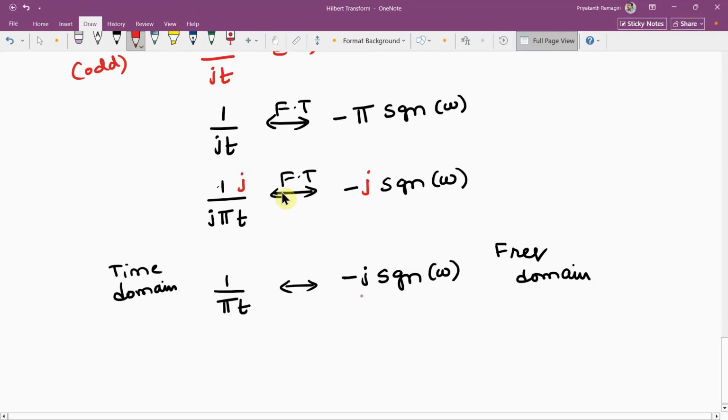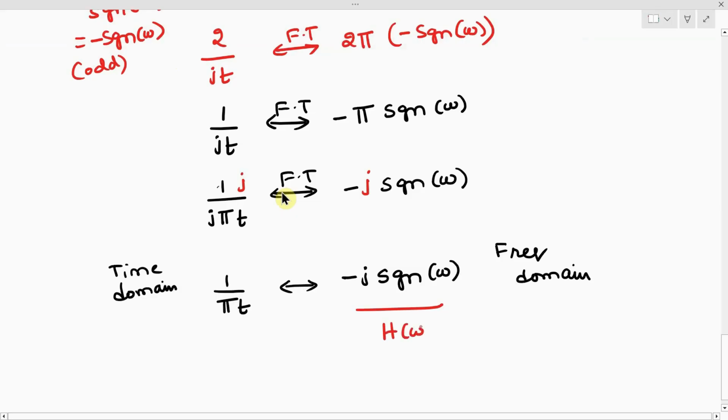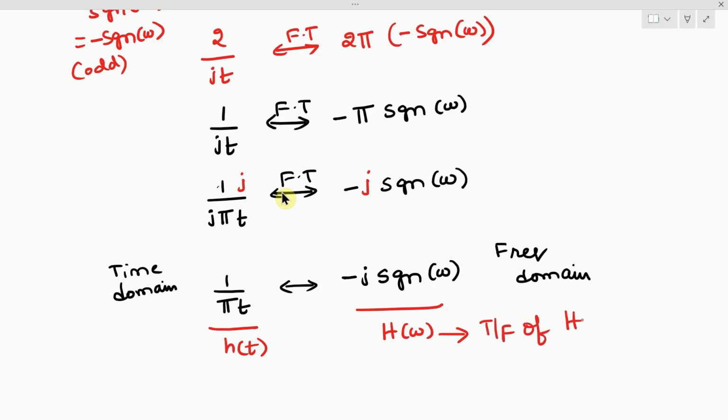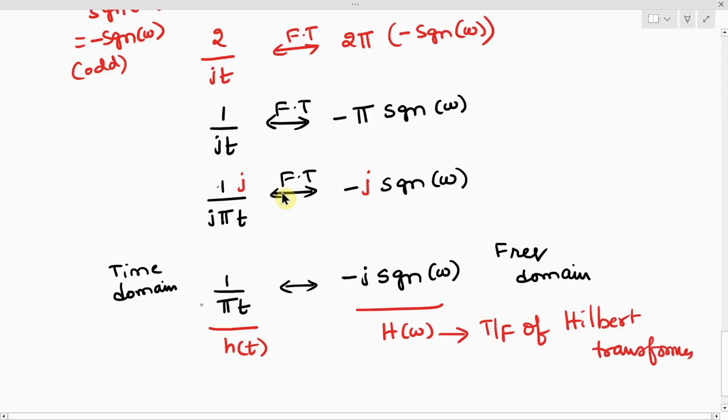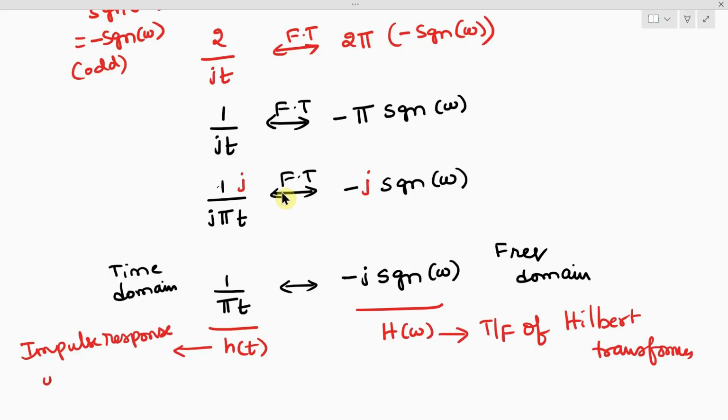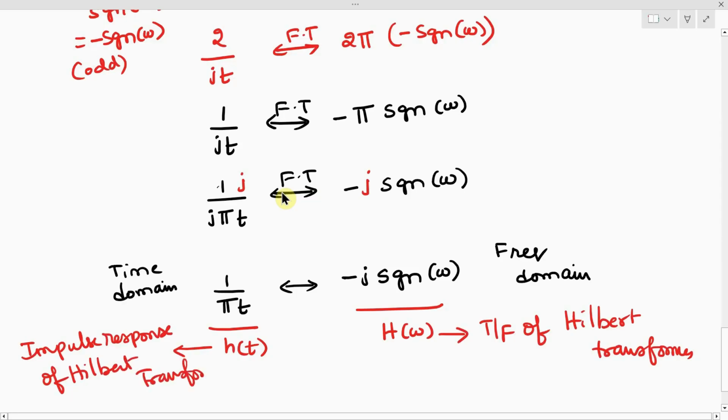Now if I say this is H of omega, what will this be? H of t. So this H of omega is the transfer function of the Hilbert transformer. Now what is this? Impulse response of the Hilbert transform. The toughest part of this derivation is complete now.